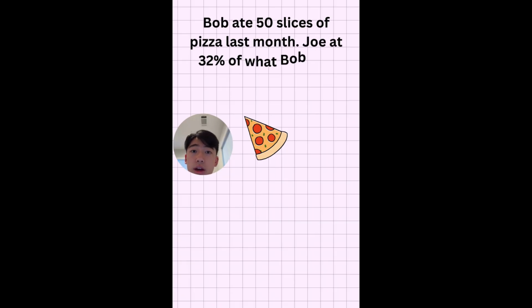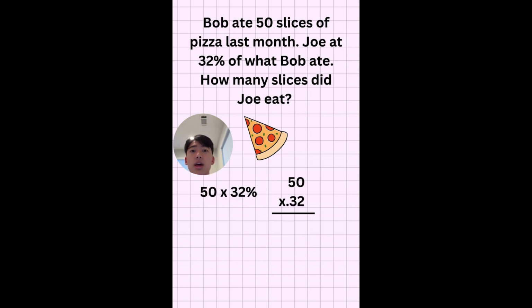Hey, this is Ryan, and let me show you a faster way of multiplying percentages. Since Bob ate 50 slices and Joe ate 32% of what Bob ate, the standard way of solving this is to do 50 times 0.32. By cross-multiplying 50 times 2 to get 100 and 50 times 3 to get 150, you add the numbers to get 1,600. And you move the decimal 2 places because of the 0.32 to get 16 as our answer.